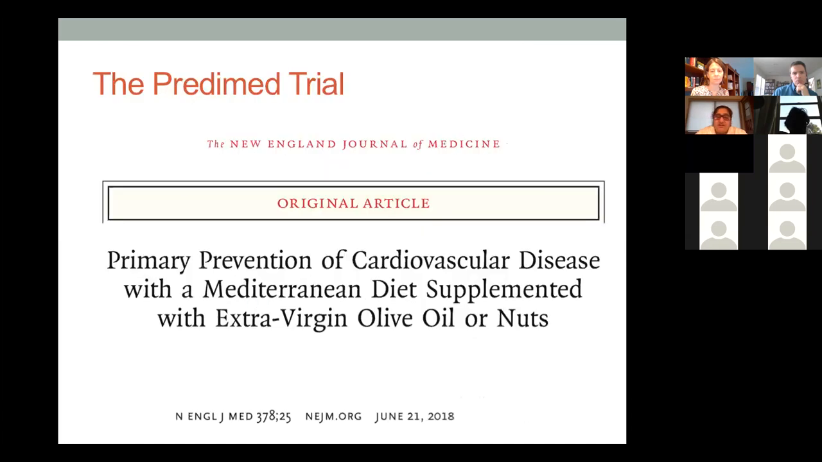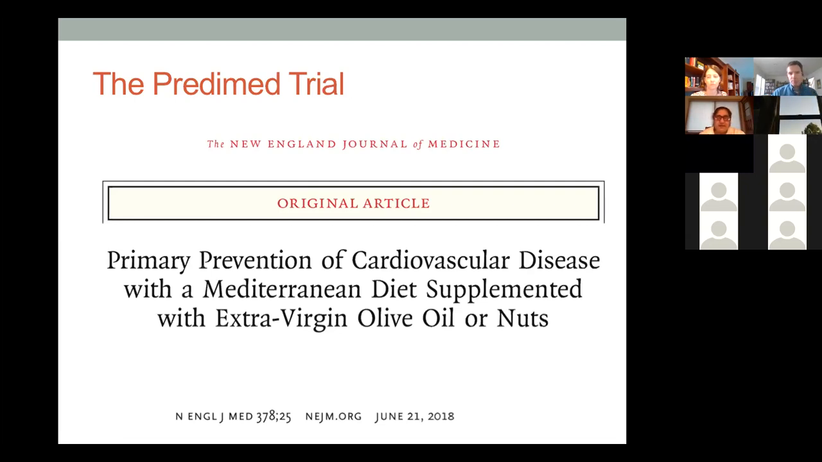Now, I do want to point out the study that was published initially in 2013 on the use of olive oil and nuts that showed improvement in cardiovascular outcomes. It was called the PREDIMED trial. It was done in Spain in 2013. And what they did was they had people in three arms. One was the regular Spanish diet, and the other two arms were the so-called Mediterranean diet supplemented with either olive oil or nuts.